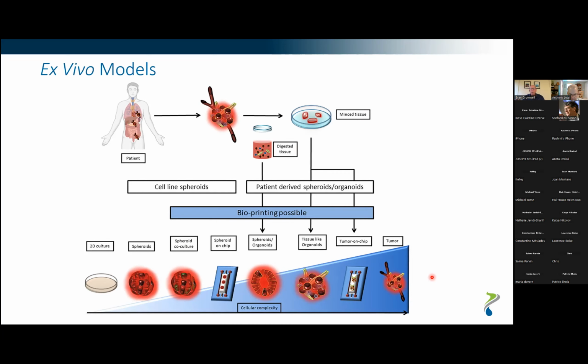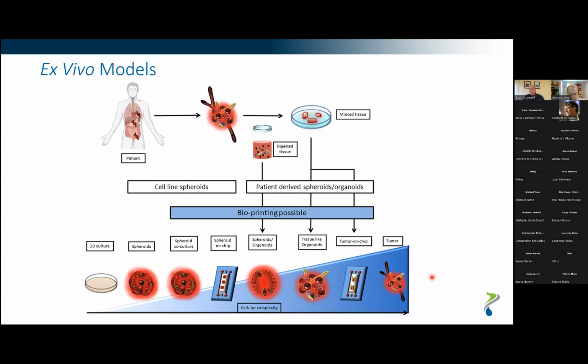And then there's also the use of tumor fragments, where you take the biopsy from a patient and you have all the cell types in there and you have the extracellular matrix. You can chop it up into fragments and put that in the dish and do work with that.